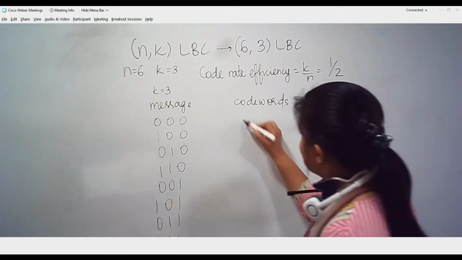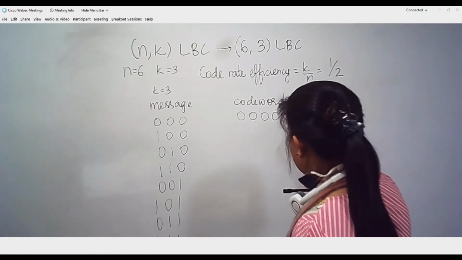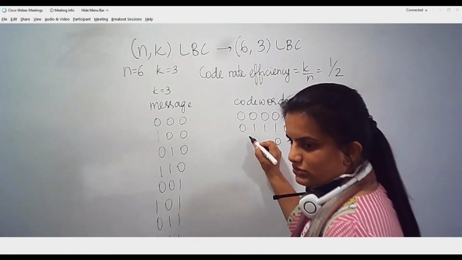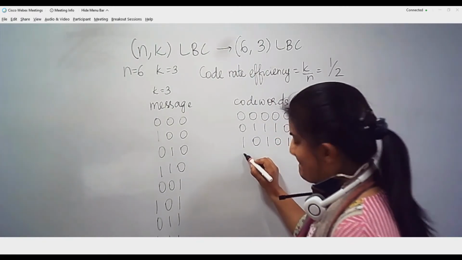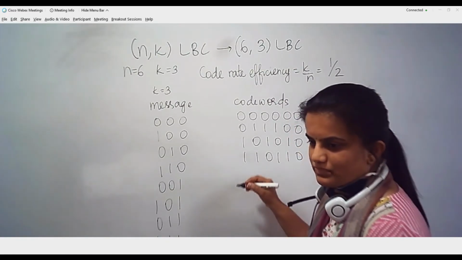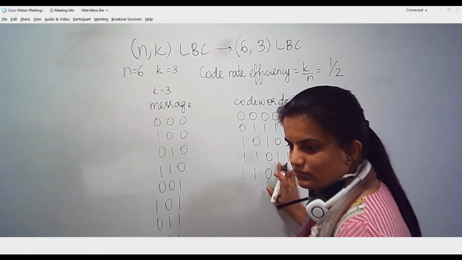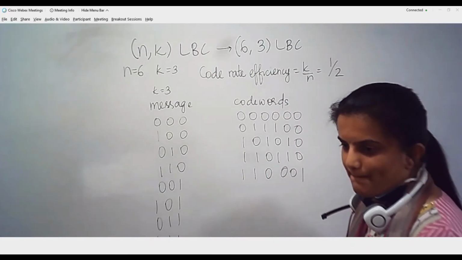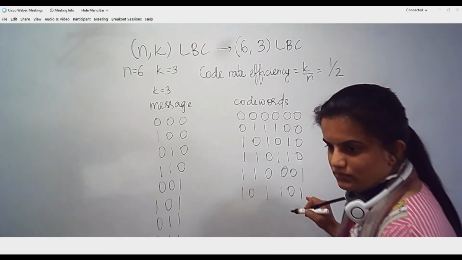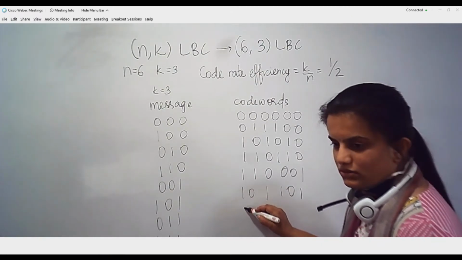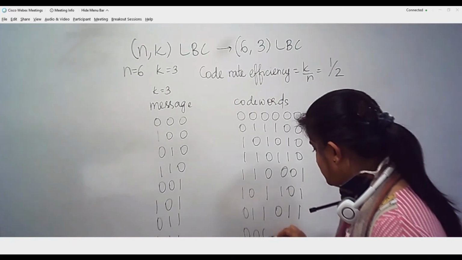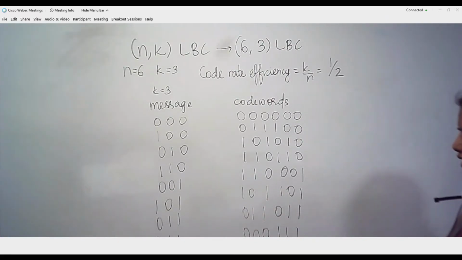For this, the code words are 000000, 100111, 010101, 110010, 001011, 101100, 011110, 111001. Okay, these are the code words.